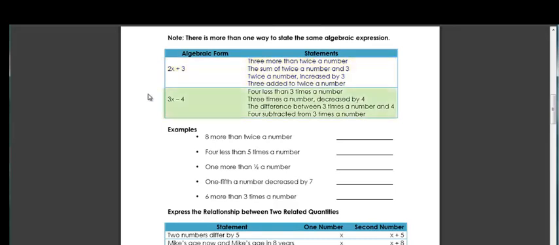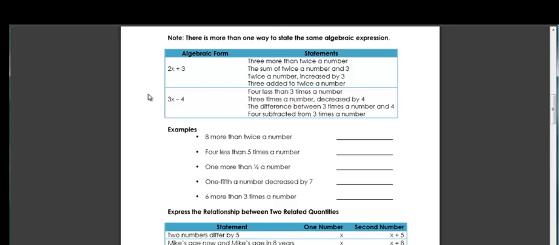Okay, the second example is 3x minus 4. So that's your algebraic form. Statements that could give you that would be like the example shown. We have 4 less than 3 times a number, or 3 times a number decreased by 4, or the difference between 3 times a number and 4, or 4 subtracted from 3 times a number. All of those statements will give you that same algebraic form. So it's good for you to get familiar with all the different ways that you could be reading a problem and it gives you the same thing.